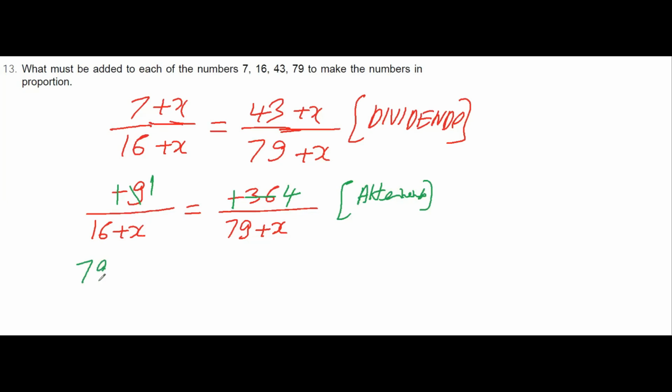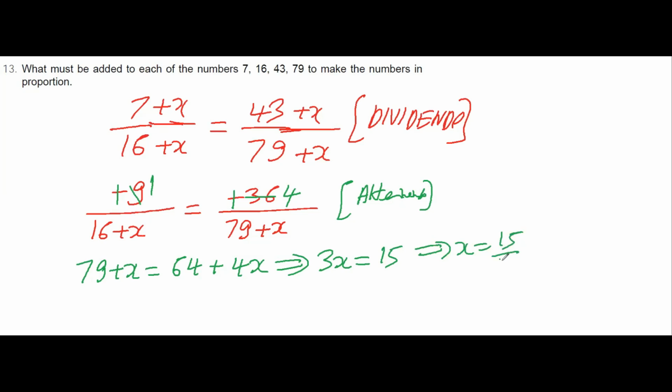So 79 plus x is equal to 4 into 16 is 64 plus 4 into x is 4x. So when I transpose this x here, I will get 4x minus x, which is 3x. Then 79 minus 64, I am transposing there, I will get 15. So the value of x will be 15 upon 3, which is nothing but 5. 5 is the answer. Okay.